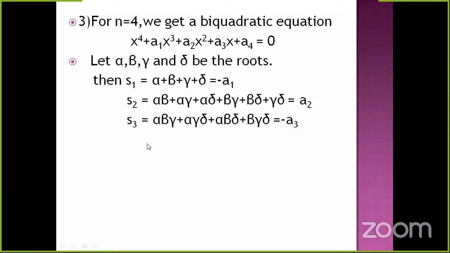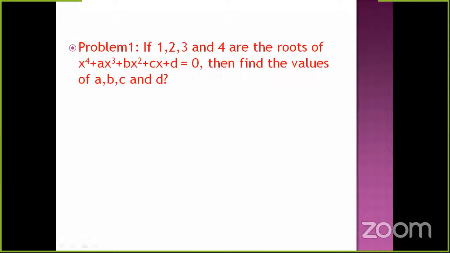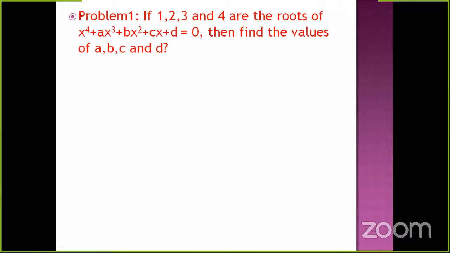But we have nth degree and 4 roots, so we will get S4 also. So what will be the S4 value? It is the product of 4 roots taken at a time, that is alpha, beta, gamma, delta, which is equal to A4. So by using this relation between the roots and the coefficients of the polynomial equations, we will find out some problems and solve them.